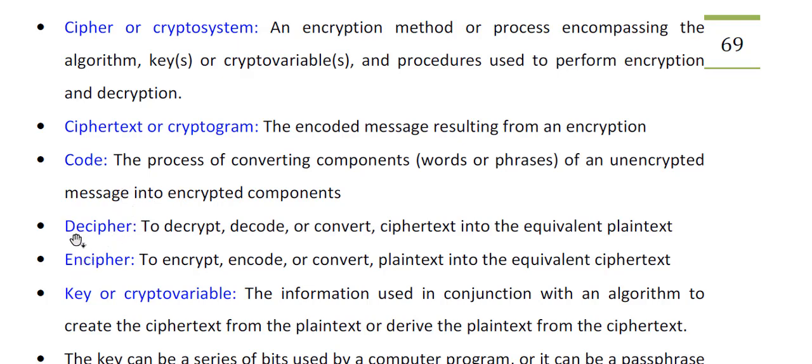We have decipher and encipher. So encipher here is the application of encryption to get a ciphertext. So to encrypt, encode or convert a plain text into the equivalent ciphertext. Here is the action, we call it encipher, and decipher or encrypt and decrypt, which means to decipher means to decrypt, decode and convert the ciphertext into the equivalent plain text.